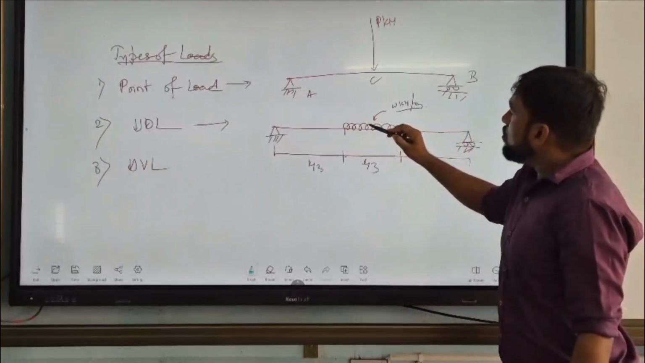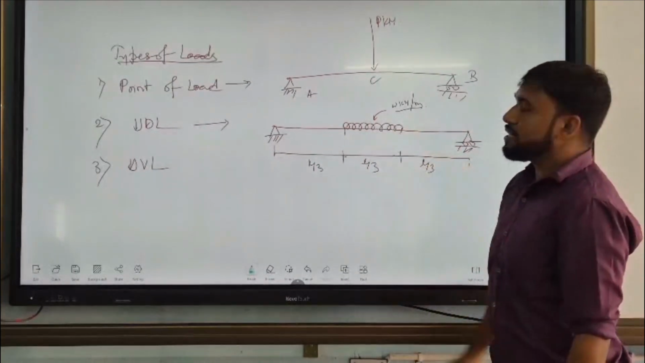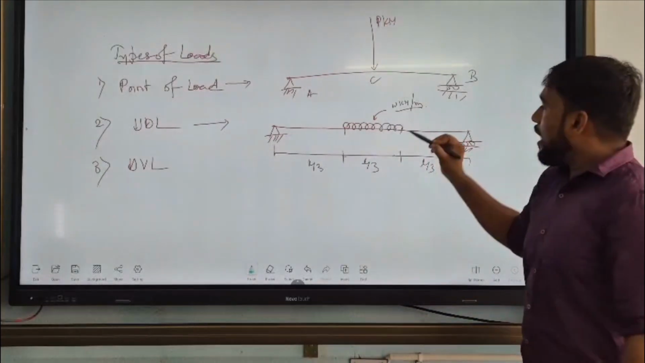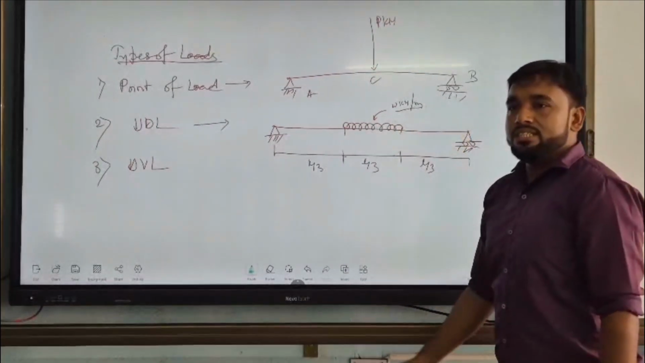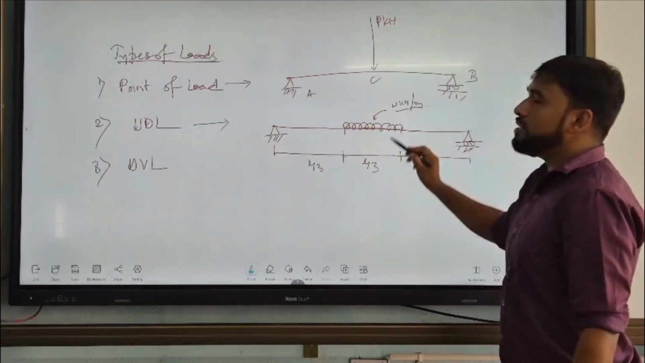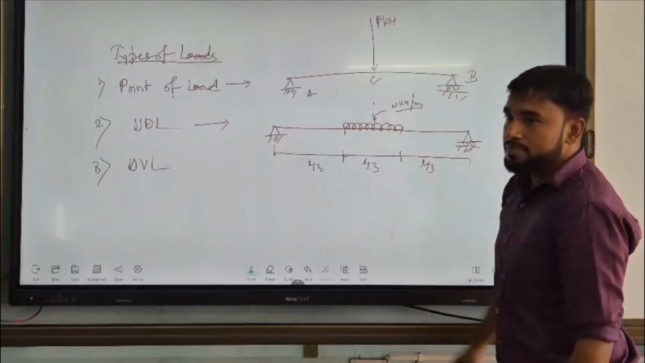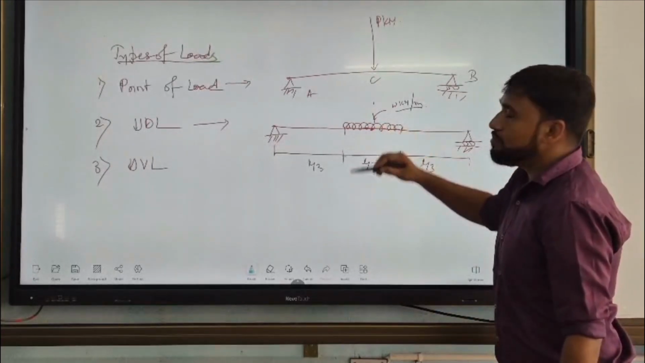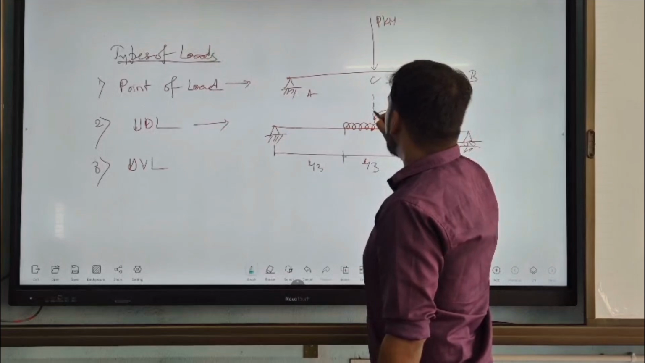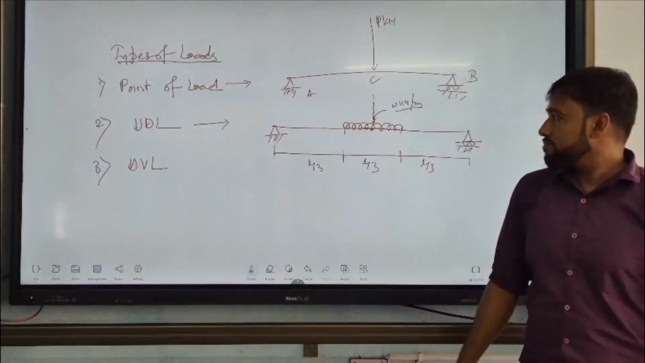Now what will be the resultant? What will be the point of concentration of the UDL? Always a UDL acts along its CG. Then what will be the point of concentration of this UDL? At the middle of the beam, through its CG, the middle point. So a uniformly distributed load always acts through its CG. Clear?